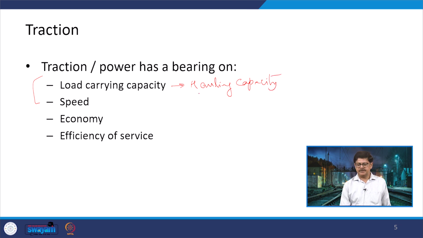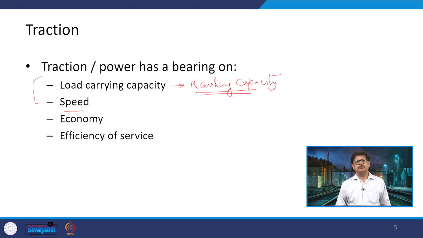and that defines how many wagons can be attached to a locomotive, and the locomotive will carry those wagons on a plain terrain or on slopes or on curves, whatever the type of track which has been provided. Another important issue is speed.